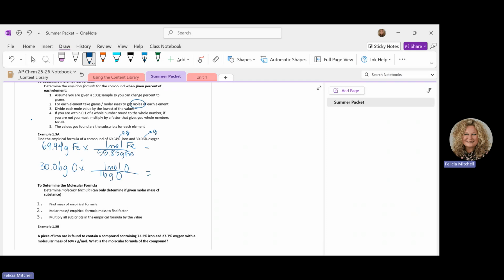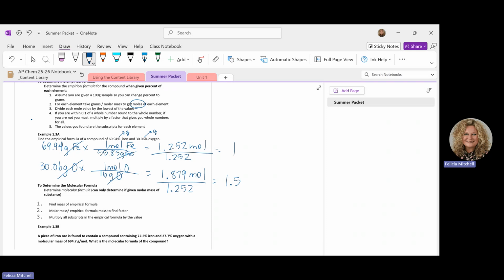Then grams cancel, and now I'm into moles. So I get 1.252 moles and 1.879 moles. Remember, keep as many decimal points as you can. For empirical formula, you want lots of decimal places. Then you divide by the smallest number of moles. Remember that from last year? You had an index card you made about that. So this becomes 1, and that becomes 1.5.